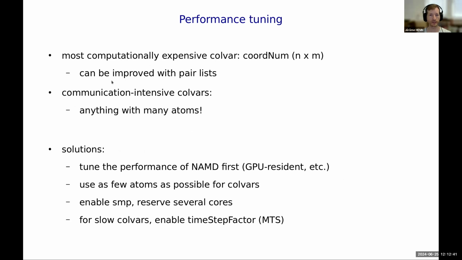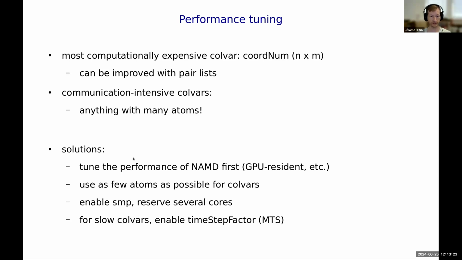Well, the last thing is, when does Colvars become a computational bottleneck? Well, if computing the Colvars themselves is expensive, and the most expensive one is the coordination number, because it has to compute essentially distances between all pairs of atoms in a set of atoms. So that can be improved with a pair list system that you can find documented in the user guide. And then, what makes the communication a problem? Well, anything that has a great many atoms will make communication slower.